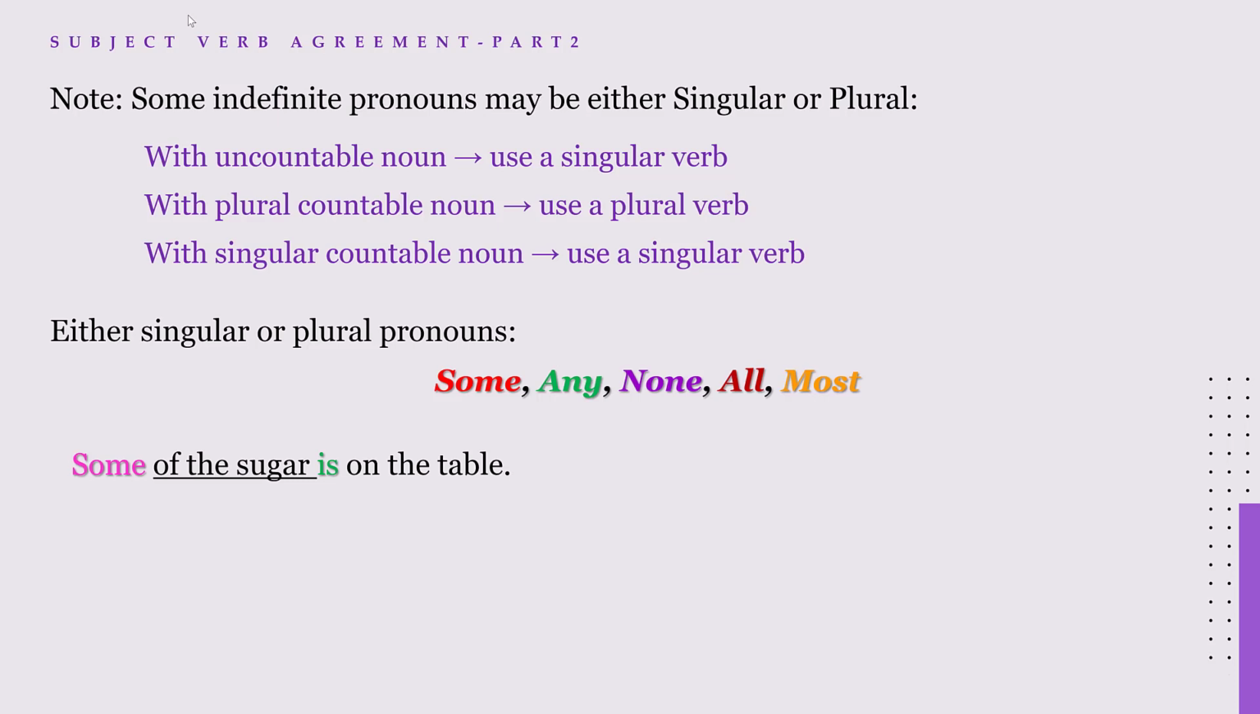Some of the sugar is on the table. As you know, sugar is uncountable. Therefore, the sentence has a singular verb. Some of the apples are ripe. Apples are countable. Therefore, the sentence has a plural verb.